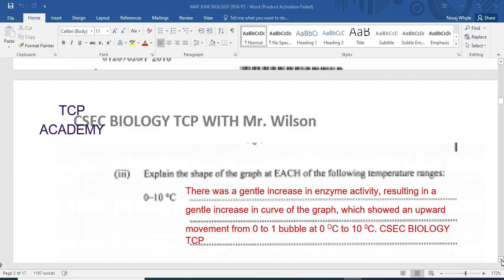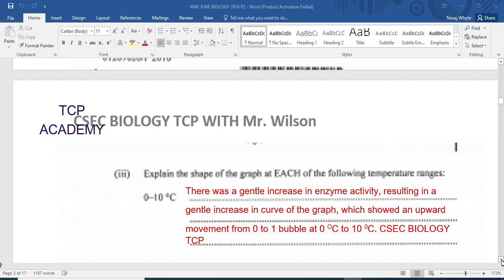There was a gentle increase in enzyme activity, which is pretty much a common thing when we are looking at curves like the sigmoid curve. It starts out very, very slow and then picks up. So there was a gentle increase in enzyme activity, resulting in a gentle increase in the curve of the graph, which showed, of course, an upward movement from 0 to 1 bubble. So there wasn't any bubble, then we had 1 bubble at about 0 to 10 degrees Celsius. That's how we explain the shape of a graph.